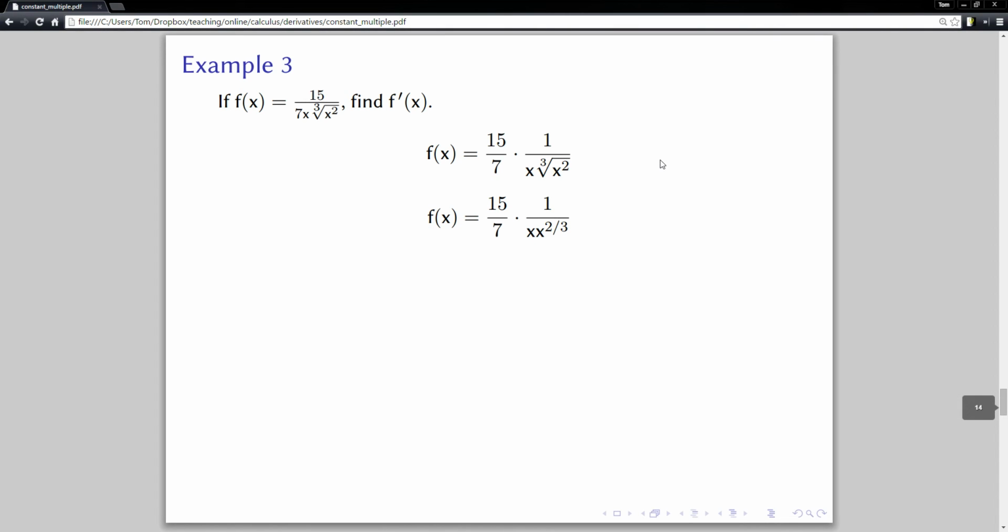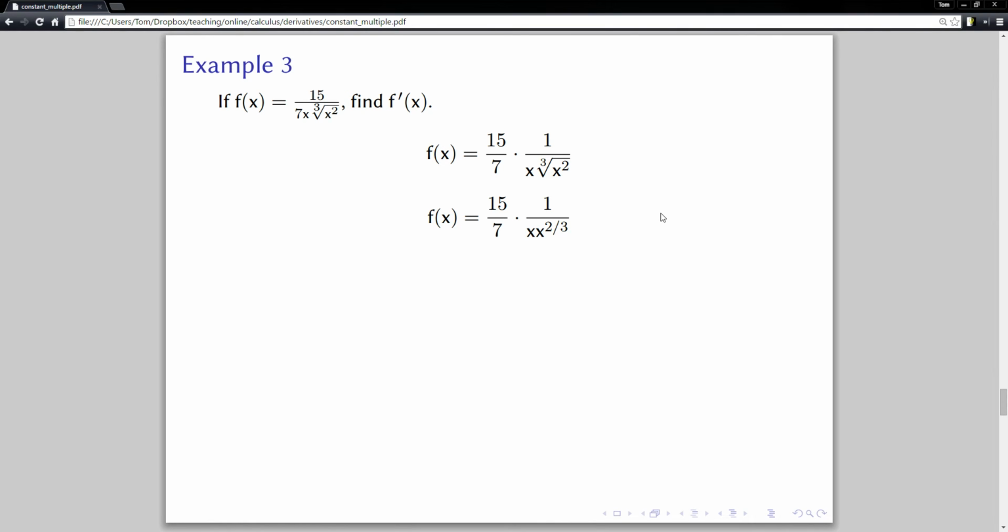Also, I'm going to get rid of the radical notation. I'm going to convert that over to fractional exponent notation here. So the cube root of x squared is the same as x to the 2/3 power. So that's all I did in that step.